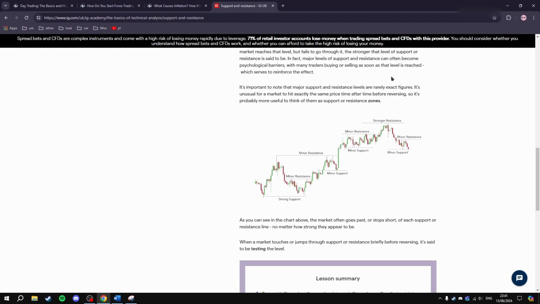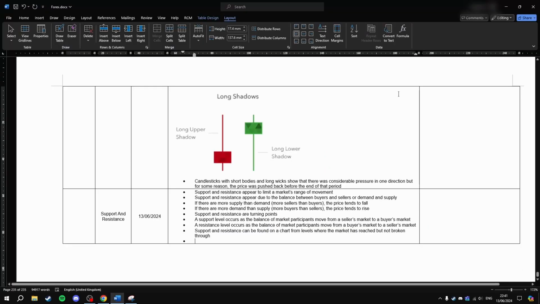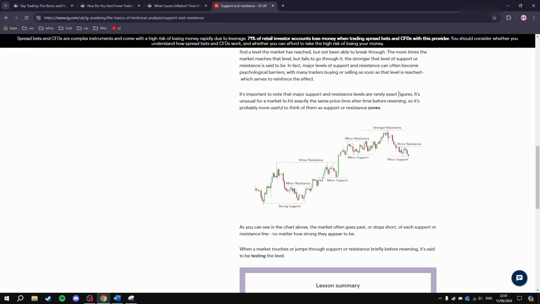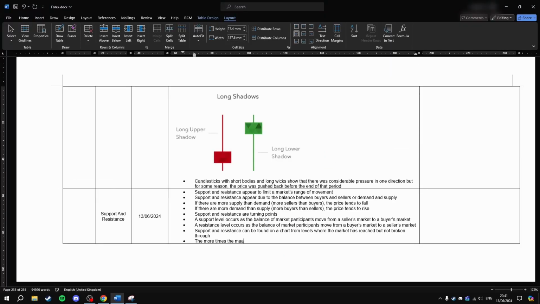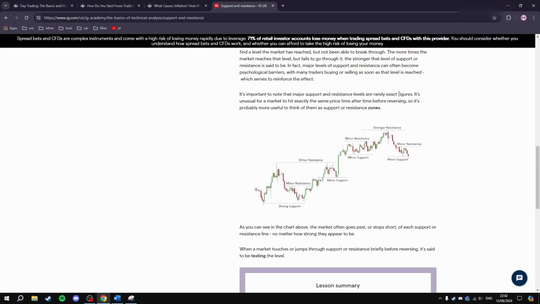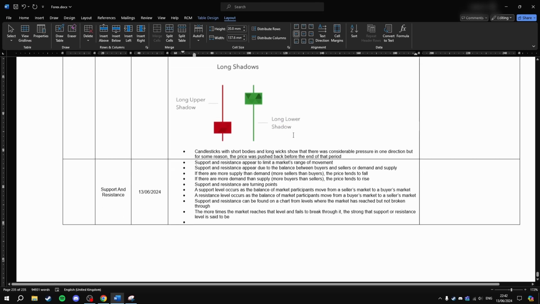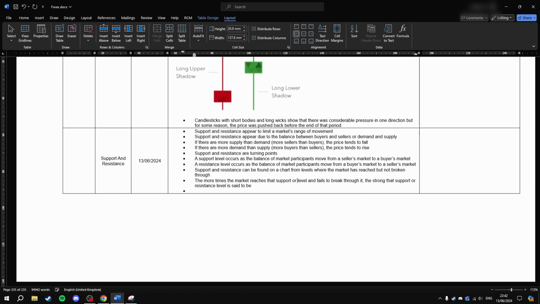The more times the market reaches that level but fails to go through it, the stronger that level of support or resistance is said to be.